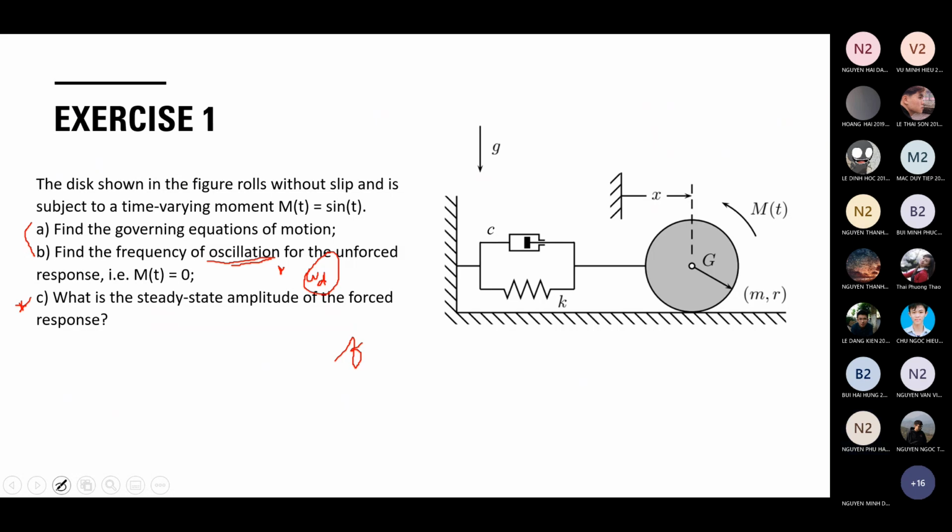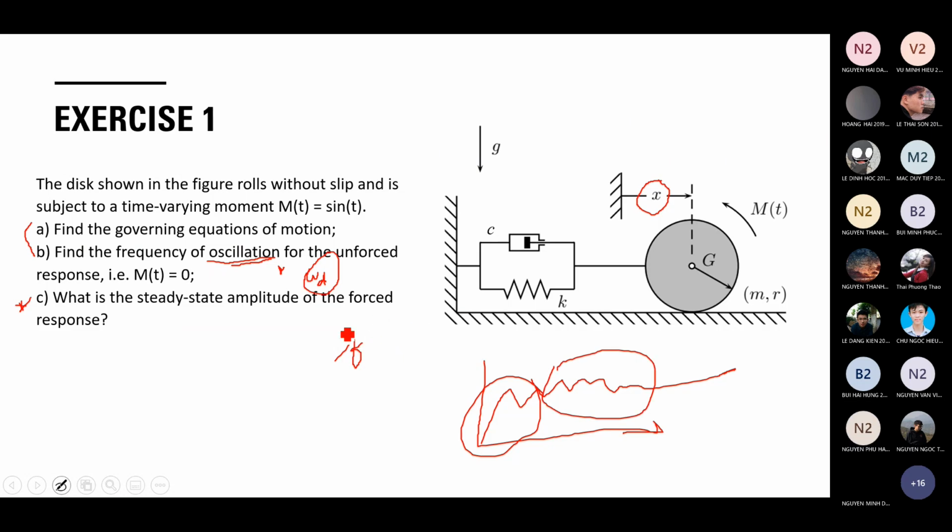Steady state. What is the steady state amplitude of the force response? When we take the graph of the response with respect to time, you will have the first part something like this. This is from the initial time to the steady state, and this is called the steady state. This is for when we start the engine. This is called the initial state, and this is called the steady state.